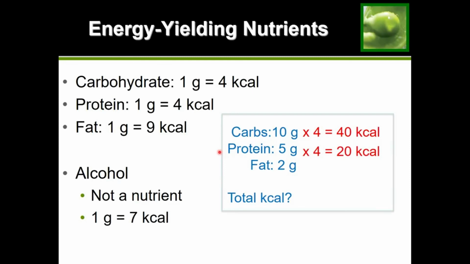Lastly, we have our fat. Our food product contains 2 grams of fat. We want to know how many calories each of those grams will provide. We come back to our key. Each gram of fat will provide us with 9 calories. Since we have 2 of them, we're going to go ahead and do 2 times 9. That gives us 18 calories of fat. All we have to do at this point is total them up, and we get our total calories, which is 78 calories in this situation.